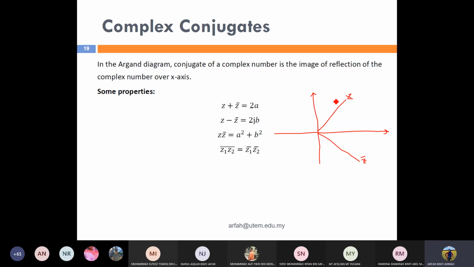Okay, so some properties. Complex number Z plus its conjugate akan dapat 2A. Complex number Z minus its conjugate akan dapat 2JB. So complex number darab dia punya conjugate akan dapat A squared plus B squared. So kalau awak ada dua, Z1, Z2, kita dapatkan dia punya conjugate, dia akan sama dengan conjugate bagi Z1 darabkan dengan conjugate bagi Z2. So ini adalah some properties of the complex number. Okay, clear with this one?